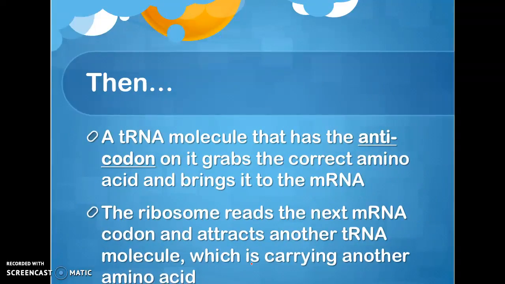The tRNA molecule has what's known as the anticodon. The anticodon is the opposite of the codon. So if my codon is ATC, the anticodon will bond to it would be UAG. So it's just the opposite, and it's part of the tRNA. Then the ribosome will scan the next codon on the mRNA, and it will track a tRNA molecule. My verbal learners usually do great with this, but the ones that don't do good with this, when we actually start practicing, it makes a little bit more sense.